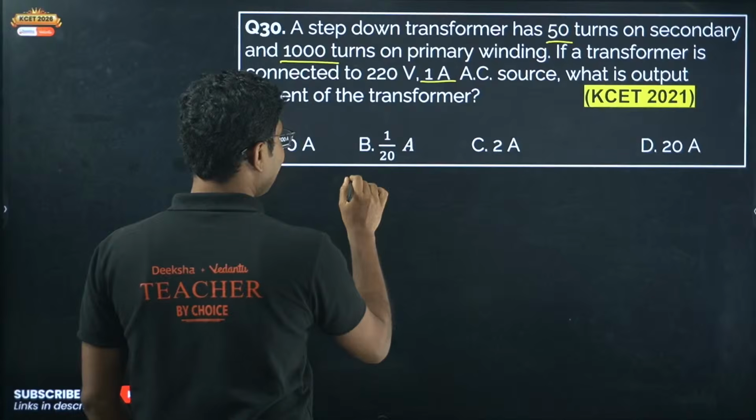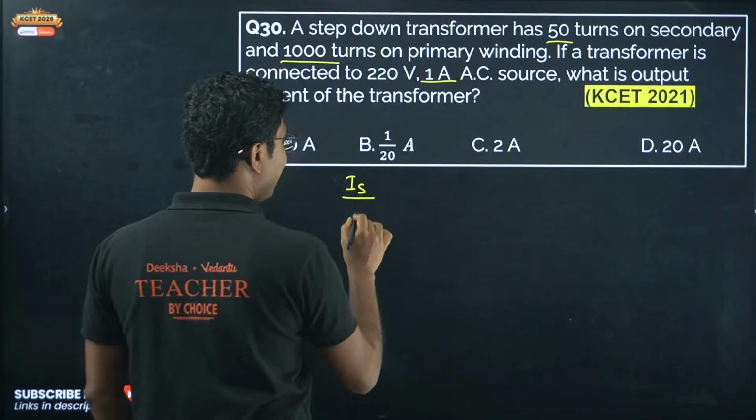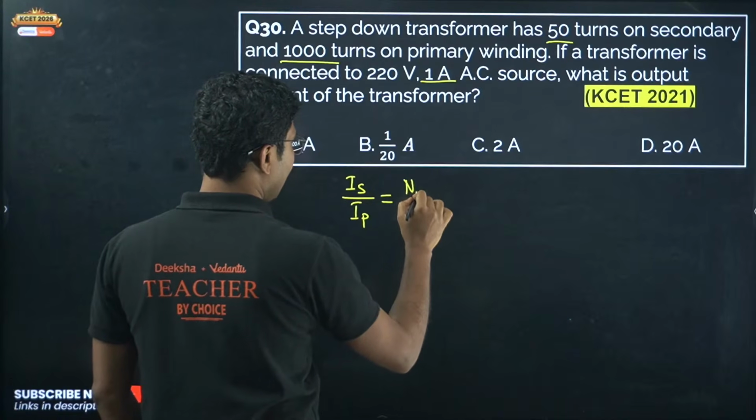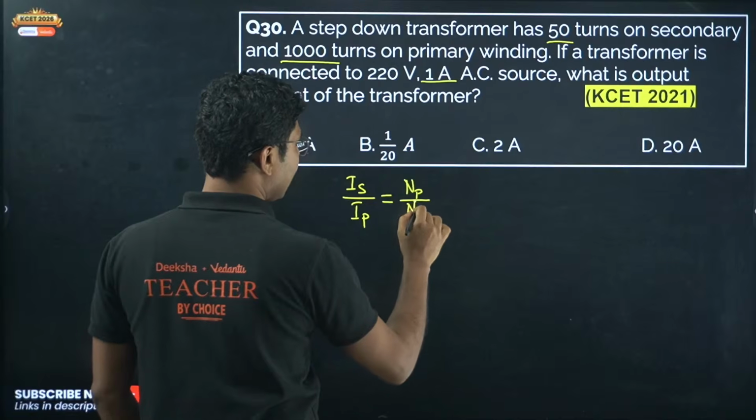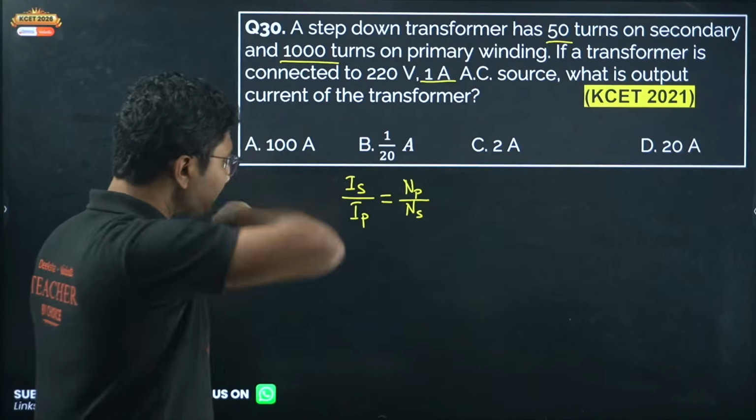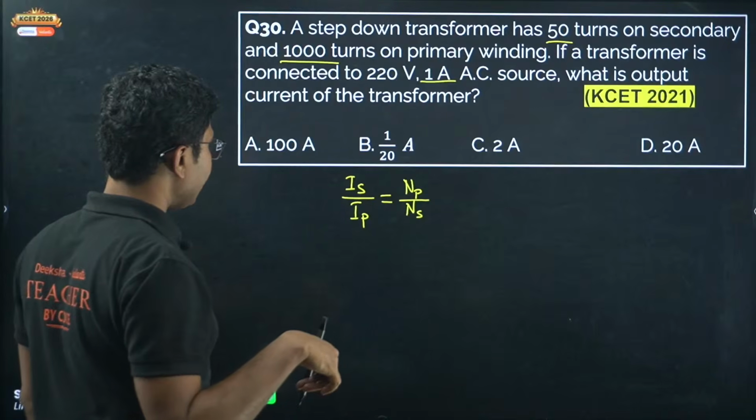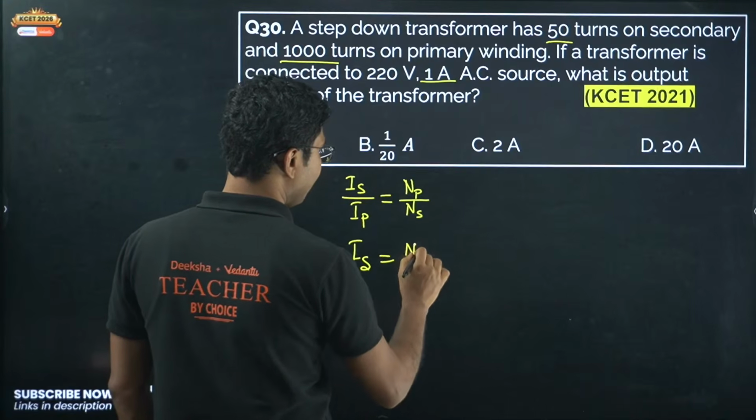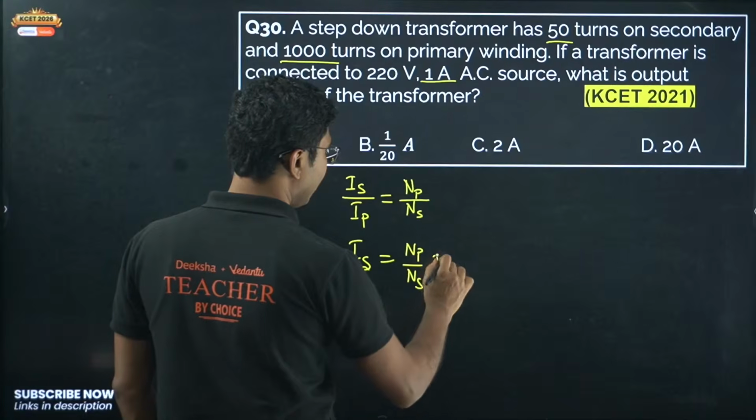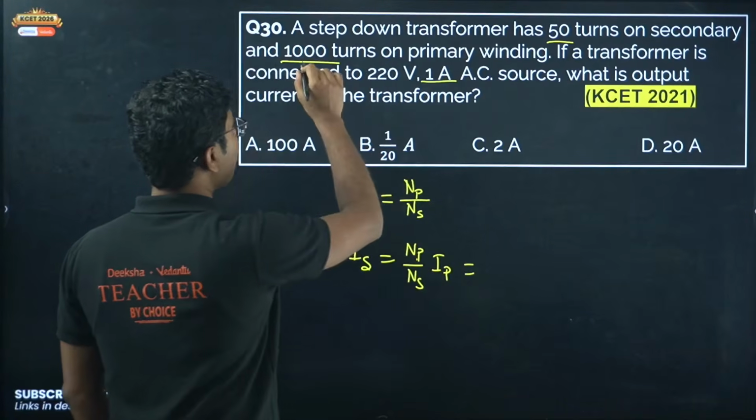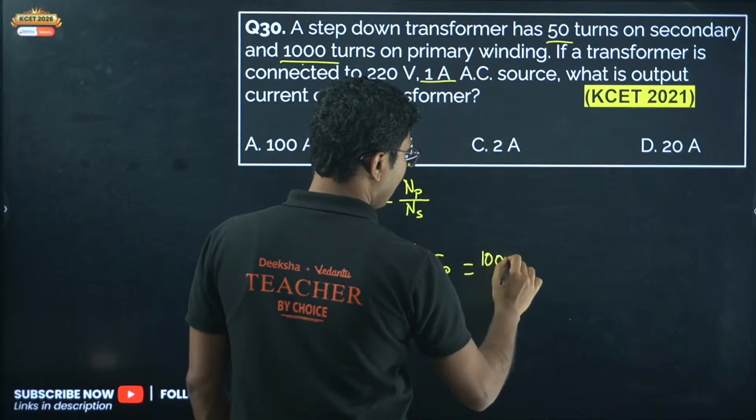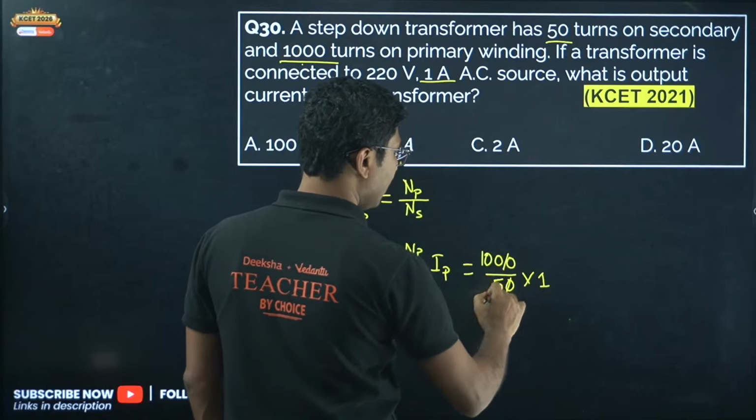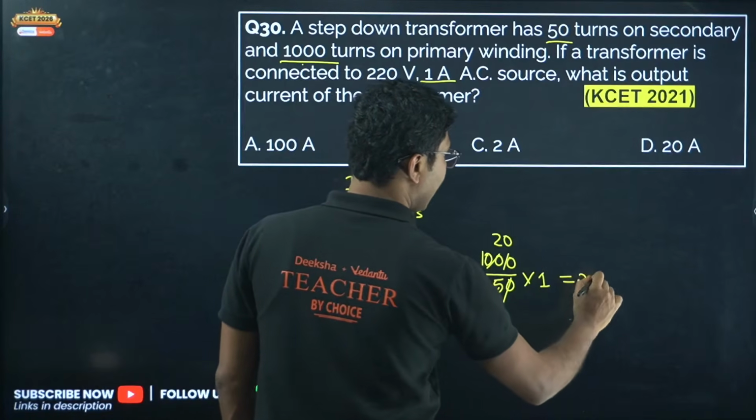So current in the secondary divided by current in the primary equals number of turns in the primary divided by number of turns in the secondary, right? Yes. So amount of current in secondary equals number of turns in primary divided by number of turns in secondary into IP. Now number of turns in primary is 1000, number of turns in the secondary is 50, and current in the primary is 1, so it will be 20. So it will be 20 ampere.